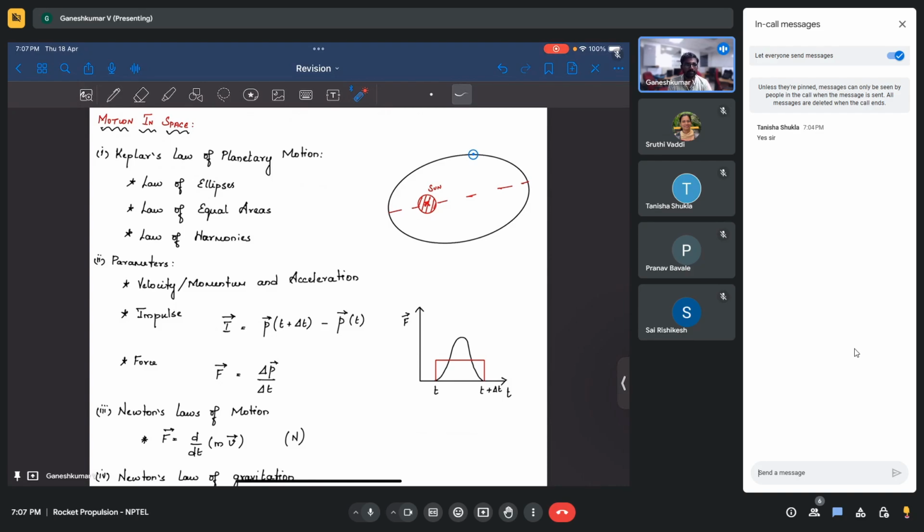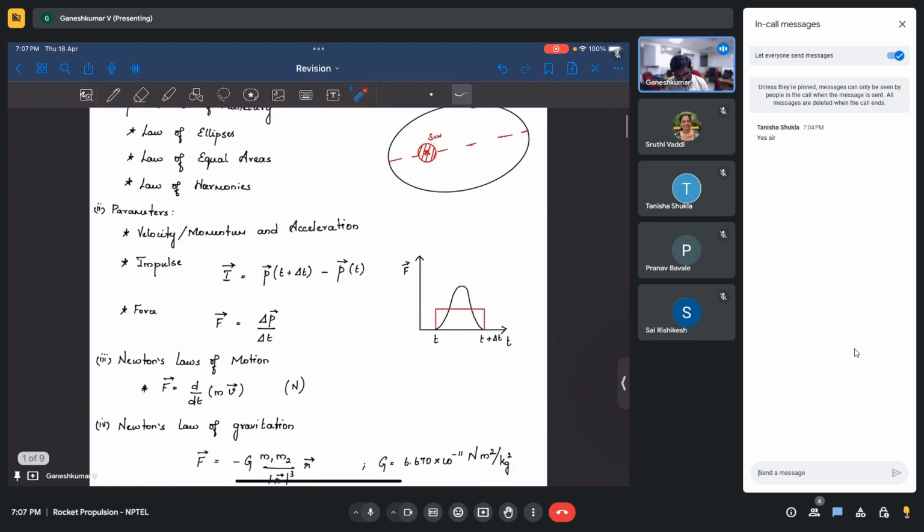So then, what are the important parameters I should know, right? And those parameters are nothing but velocity, momentum, and acceleration. Basically, we know what these are. And we also studied something called impulse. Impulse is nothing but the change of momentum, and force is nothing but the rate of change of momentum. That is the difference between impulse and force.